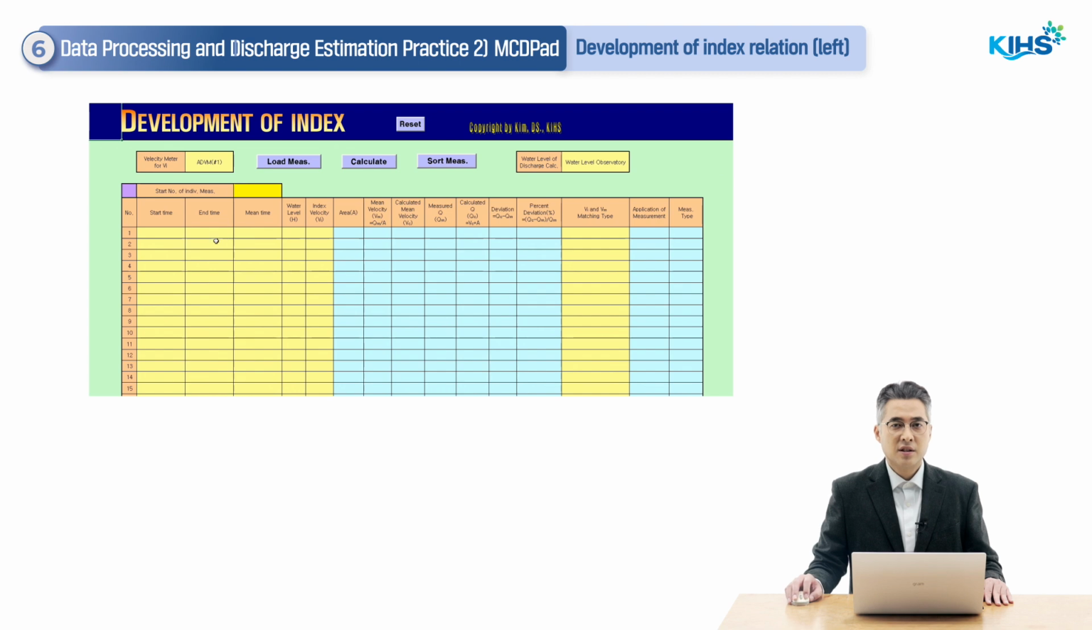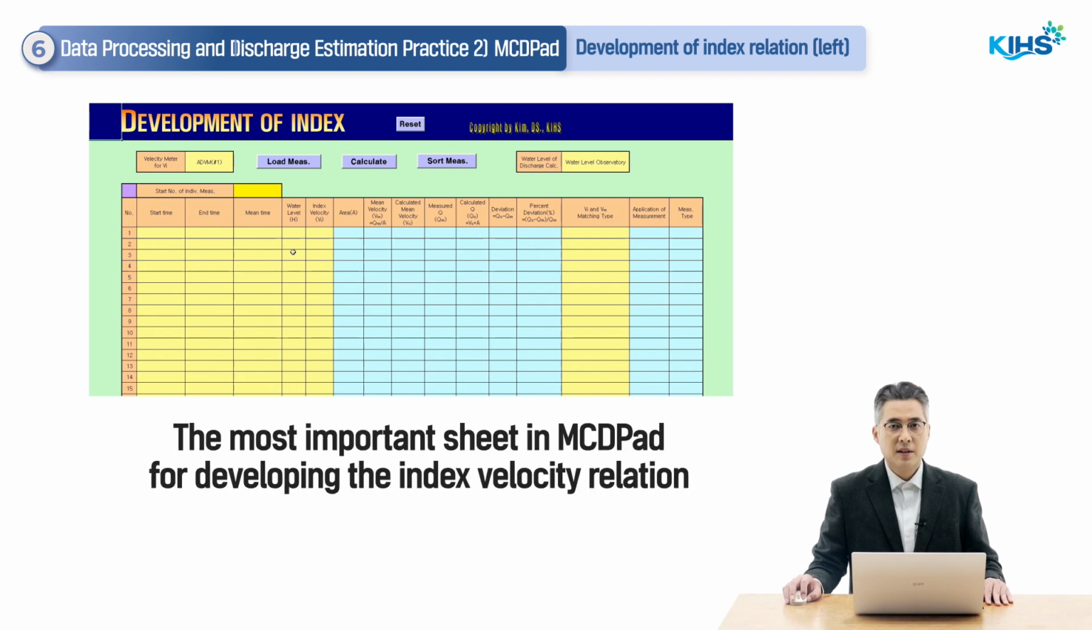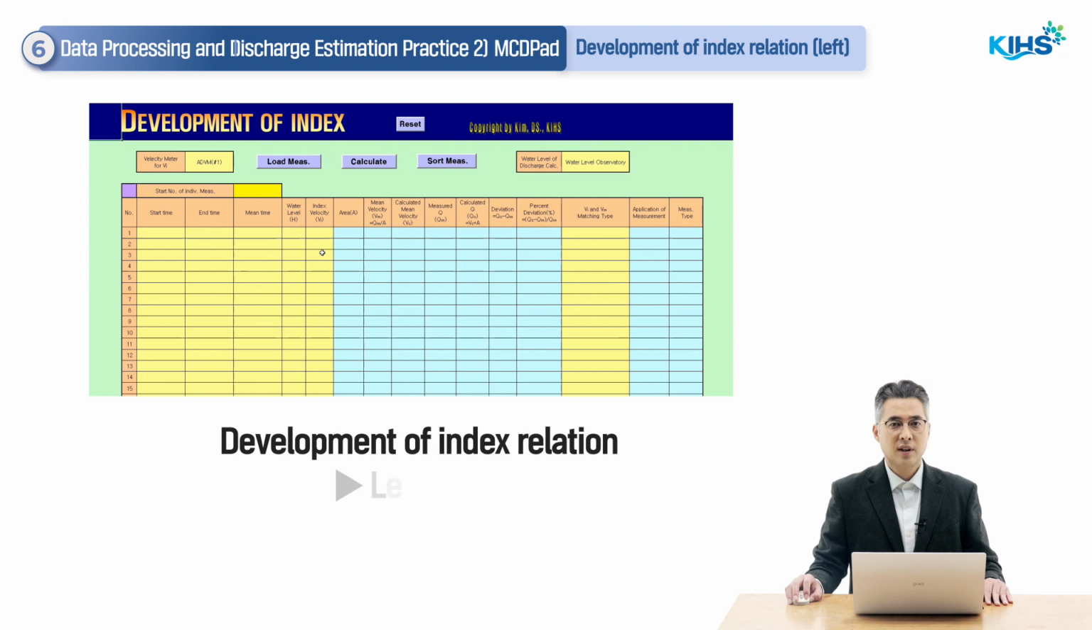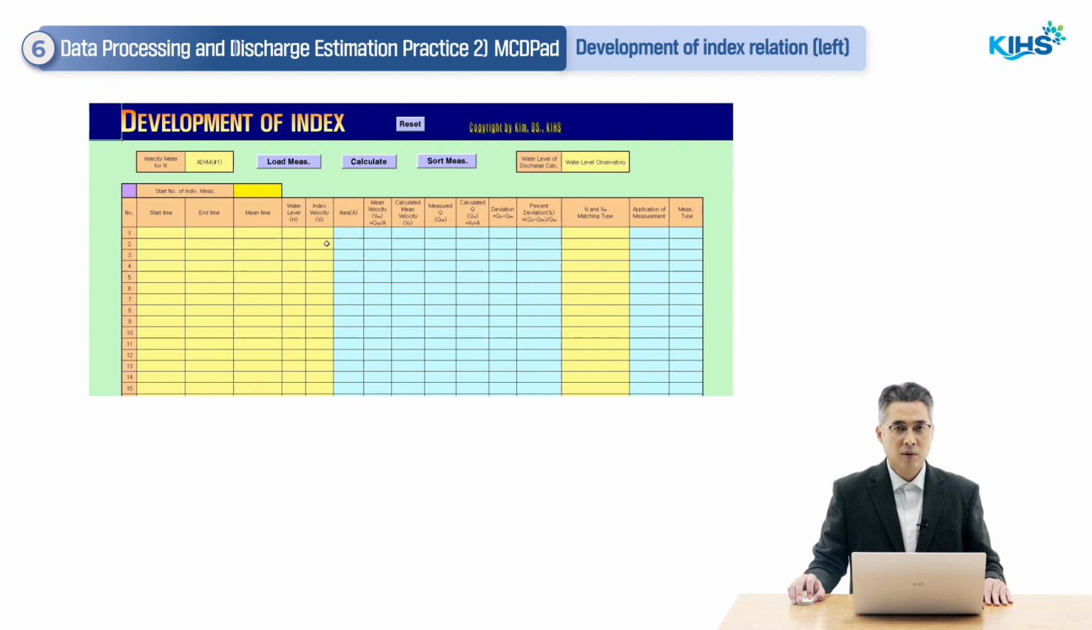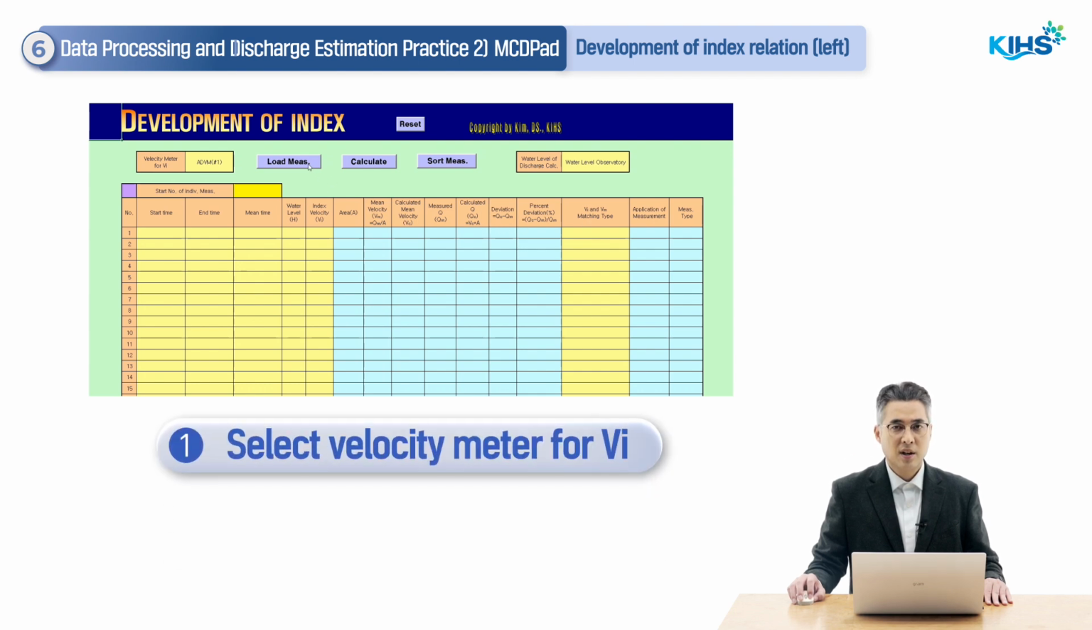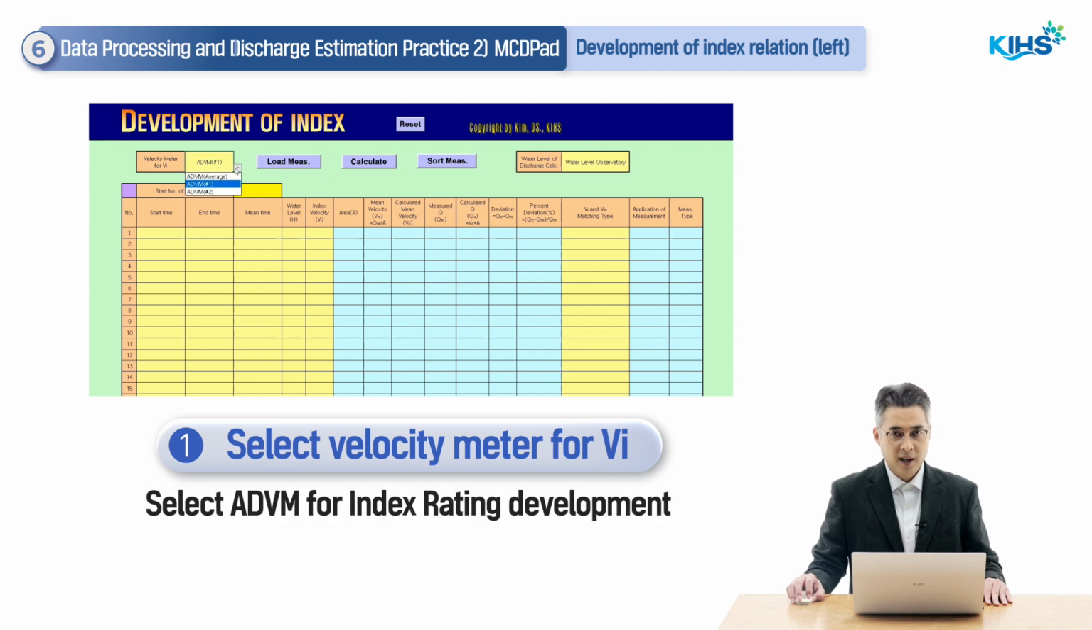Next, the development of index relation sheet is the most important sheet in MCDPAD for developing the index velocity relation. The sheet consists of 2 sections, left and right. Let's first look at the left section. The left section calculates values needed to develop the index velocity equation, such as cross-sectional area, residuals, and deviation ratios for each discharge measurement. First, select the index velocity sensor.